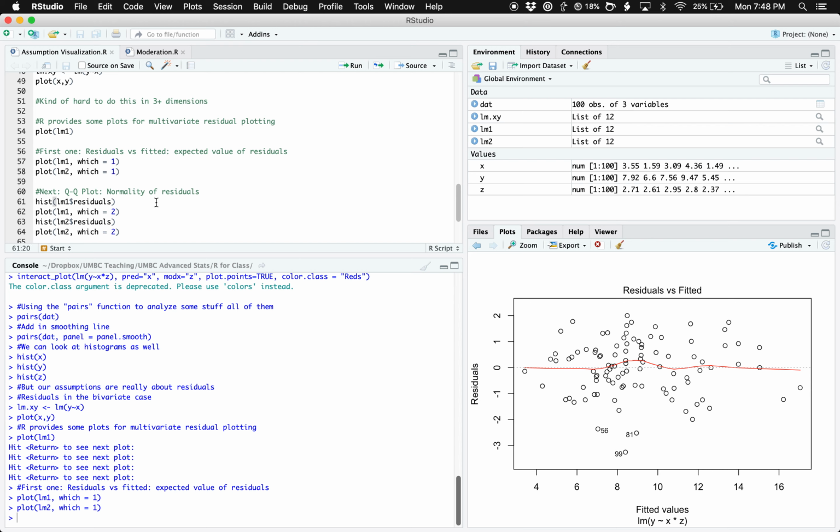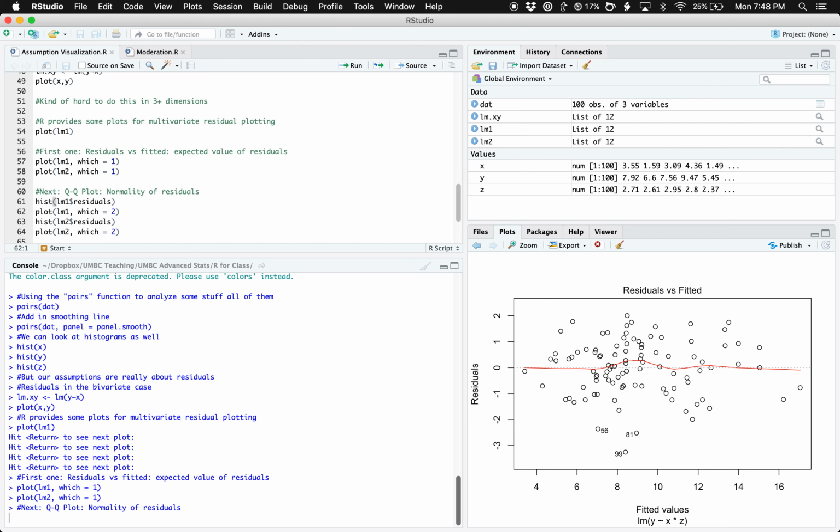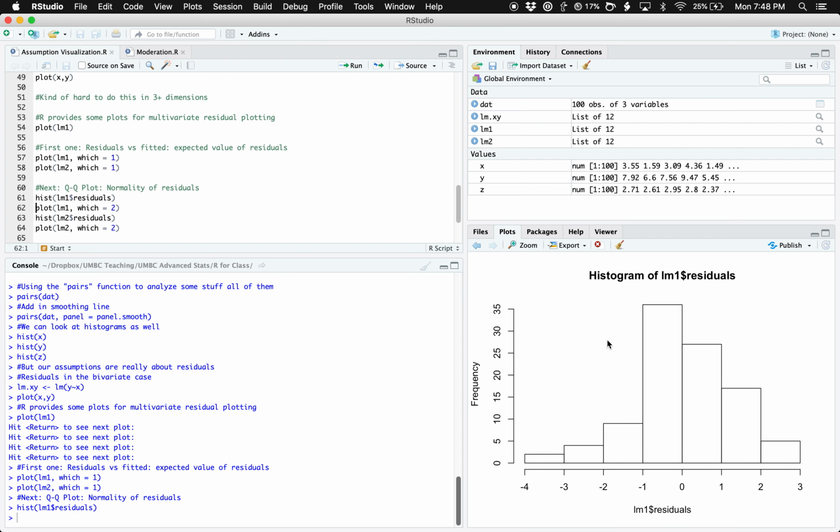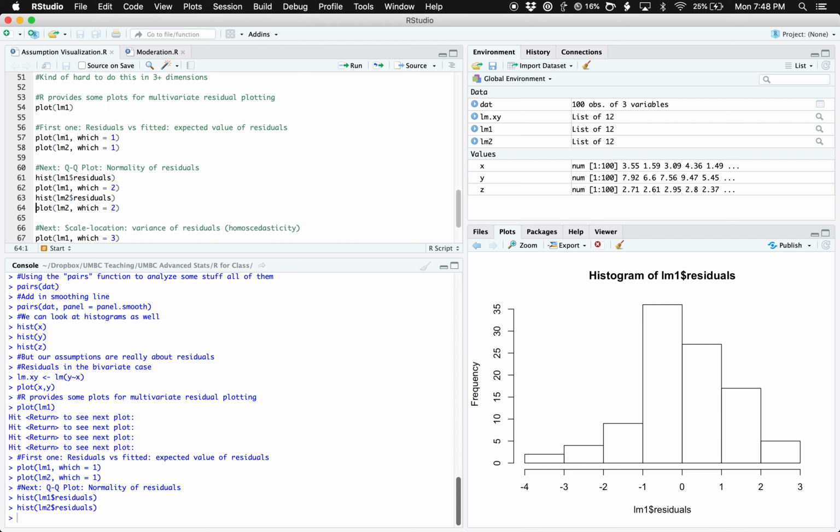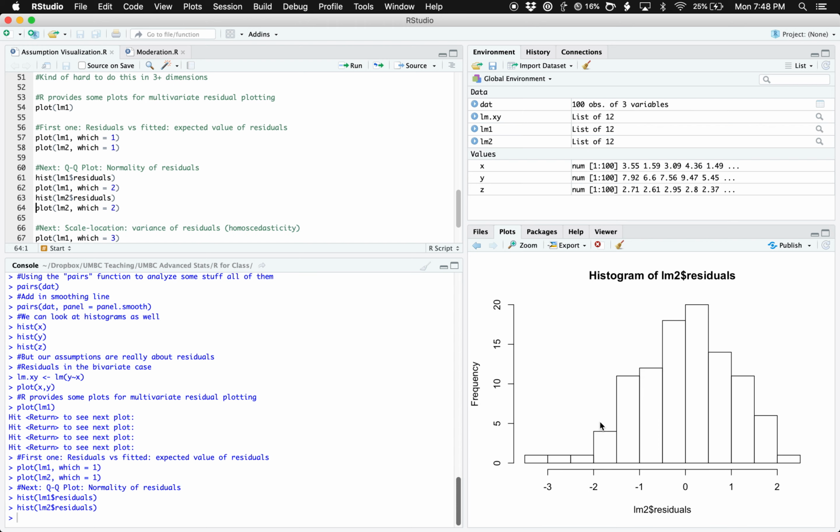Now, let's look at the QQ plot. The QQ plot is about the normality of the residuals. Remember I said that the residuals should be normally distributed, and that's what the QQ plot does. It actually means quantile, quantile, right? So this is a histogram of the residuals. Look, that doesn't even look normal, right? As opposed to a histogram of the residuals for my second one, now that looks a little bit more normal.